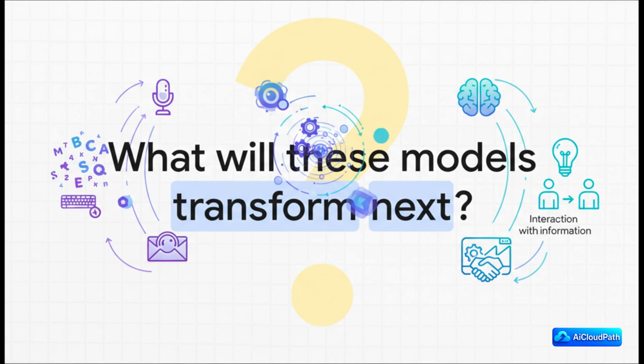So, I want to leave you with this question. We've seen how these models can transform a jumble of data into coherent text and summaries and even code. So it really makes you wonder, right? What are they going to transform next? Whole industries, the way we think about creativity, maybe even the way we interact with information itself. Definitely something to think about.